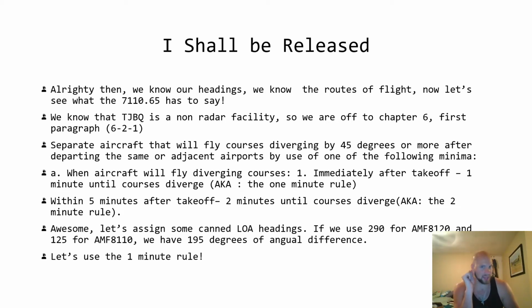Okay, let's just break that down. Separate aircraft that will fly courses diverged by 45 degrees or more. That's easy enough, right? We have two aircraft in this example, and we have to have them depart on headings that are 45 degrees or more apart. Okay, no problem there. By departing the same or adjacent airports. Okay, luckily we're not talking about adjacent airports here. We're talking about the same airport. We're talking about the same runway. Good. By use of one of the following minima. Okay, so here we go. Let's dive into it. A.